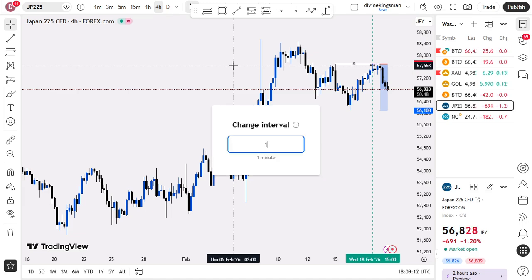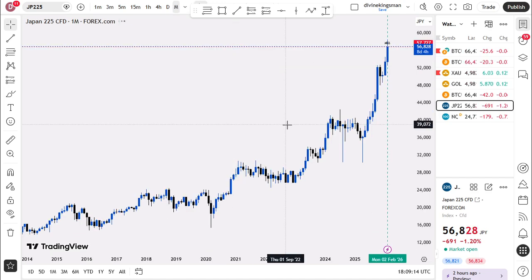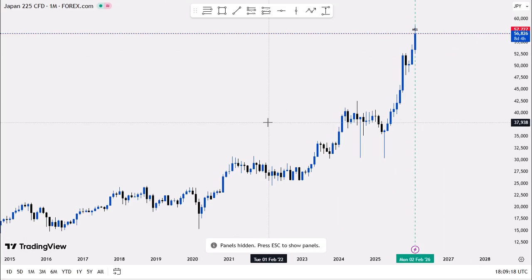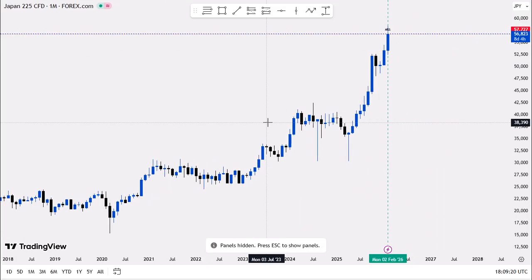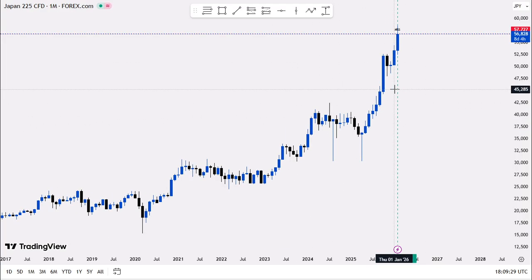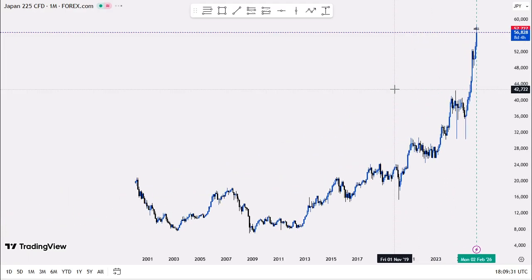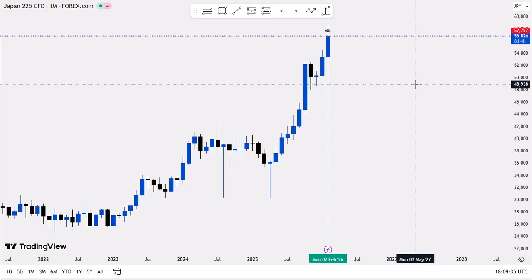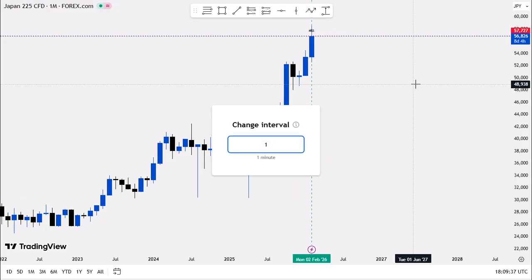So this is what I'll do. Let me go to the monthly time frame. If you see, this is the monthly time frame of JP225. You can see it's bullish, right? So price is creating higher highs, and it's also creating all-time highs as well. So you can see we're in a bullish market on the monthly time frame. Now let's go down to the weekly time frame.